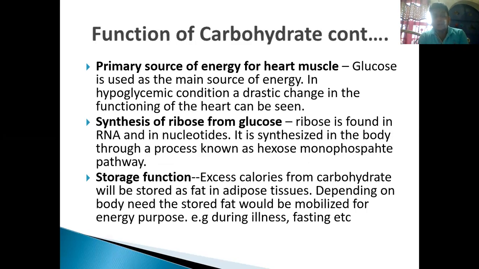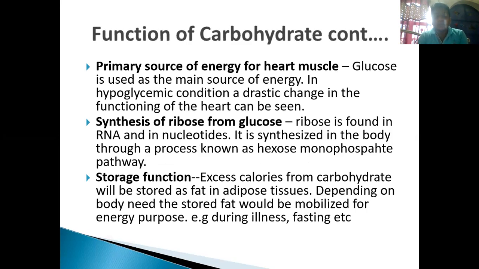Now, carbohydrate acts as a primary source of energy for heart muscle. Glucose is used as the main source of energy, and in hypoglycemic conditions drastic changes in the functioning of the heart can be seen. Synthesis of ribose from glucose: ribose is found in RNA, that is ribonucleic acid, and in nucleotides. It is synthesized in the body through a process known as the hexose monophosphate pathway.